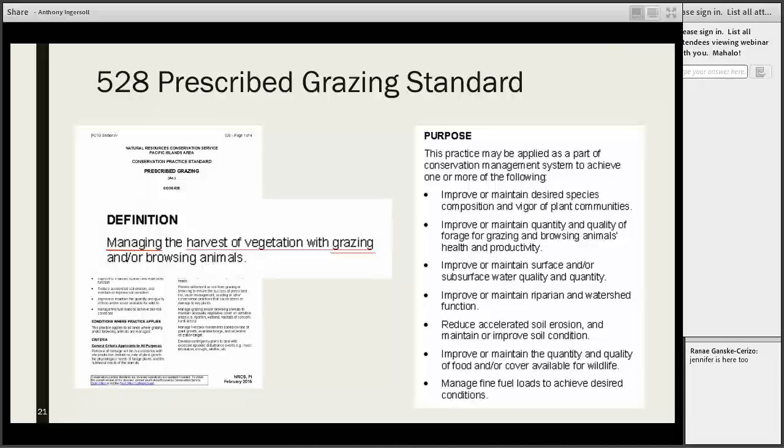Improve or maintain quantity and quality of forage for grazing and browsing animals' health and productivity. Ding, ding, ding. That's another one. That's what he would like to do. He'd like to see his animals' health and productivity improve.